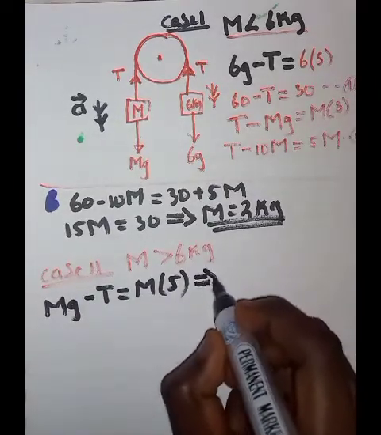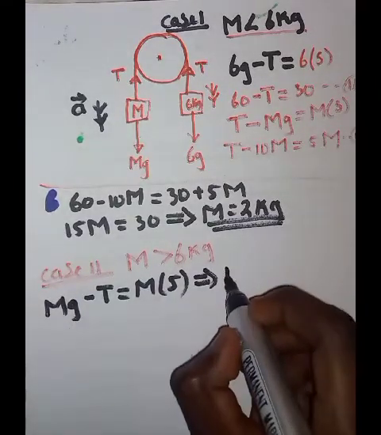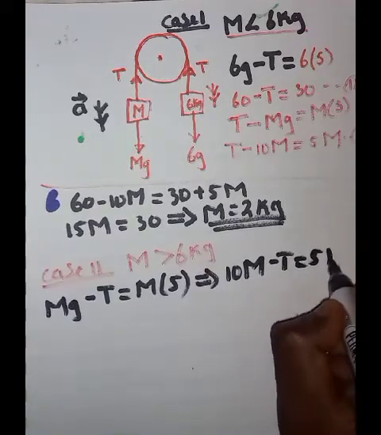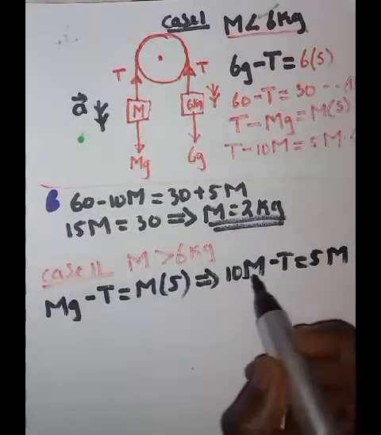That therefore implies, since g is 10, I have 10M minus T, that should give me 5M. This is my equation 1.